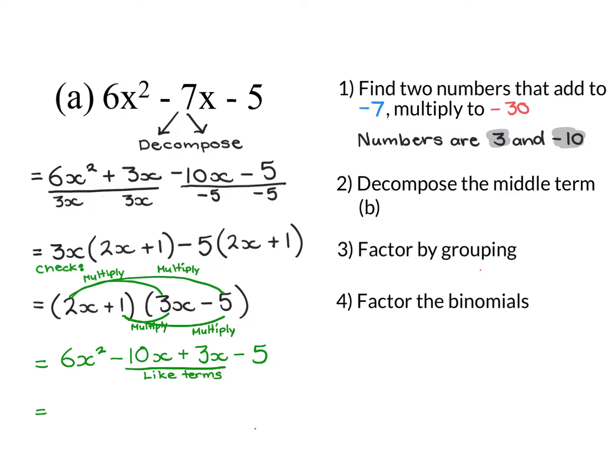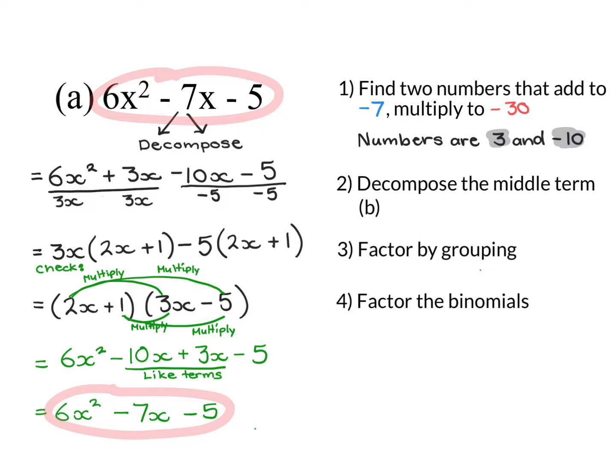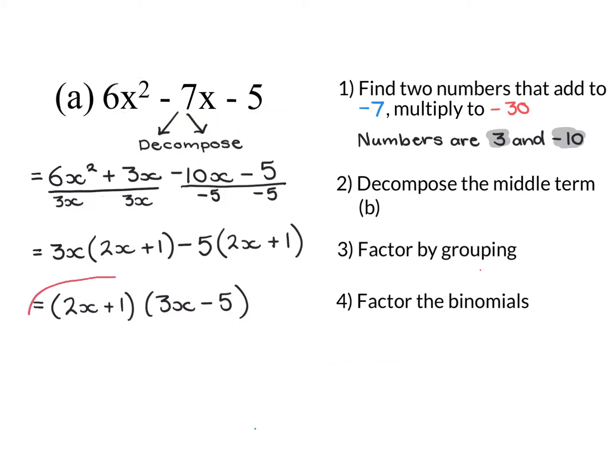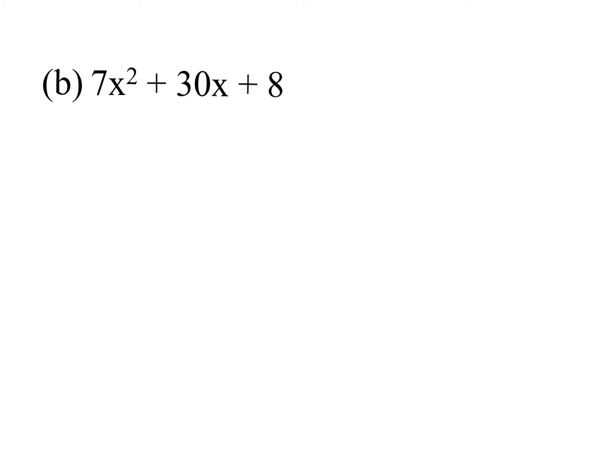Now if you notice, we've got like terms, so we have to simplify that. Leave the 6x squared, and negative 10 plus 3 is negative 7. Don't forget the x, and then the negative 5. Now look at this. Our answer for the check is basically the same as the original question. That means that your answer is actually correct. So our final answer is bracket 2x plus 1, close the bracket, and then bracket 3x minus 5.